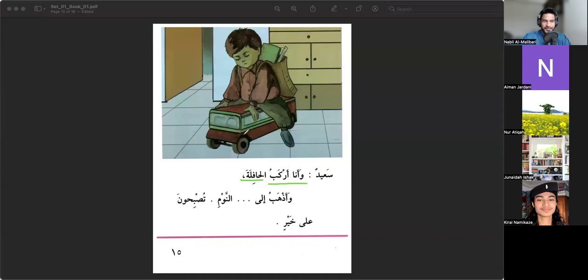This is a different bus, I don't know why. Wa adhhabu, and I go ila an nawm, to sleep. Okay, we've seen this word before. Ghurfata. النوم, غرفة النوم, bedroom. تصبحون على الخير. So Saeed is talking to us saying good night. على الخير, upon goodness. Okay, تصبحون على الخير. Literally it means may you become, or may you awake with goodness. Okay, but this is an expression and it means good night. Good night everyone. تصبحون على الخير.